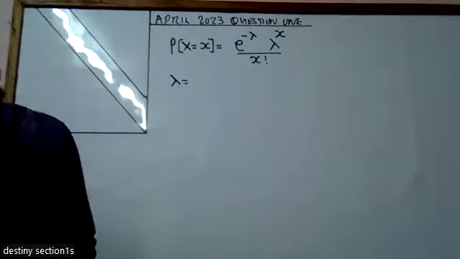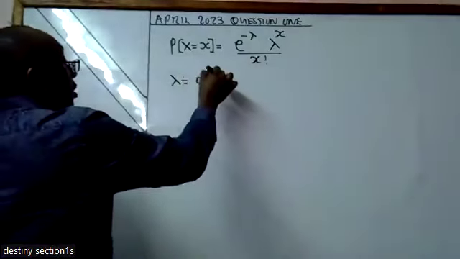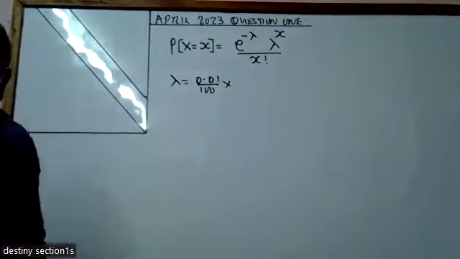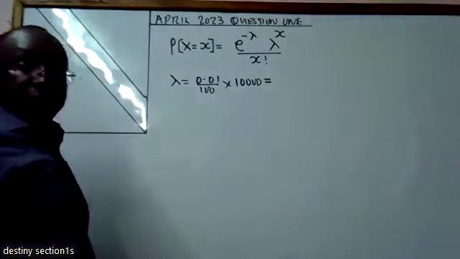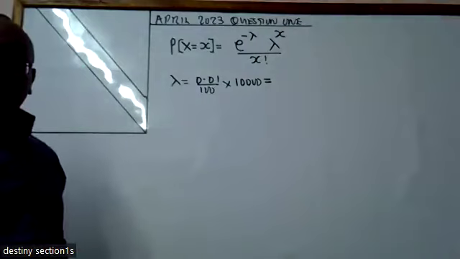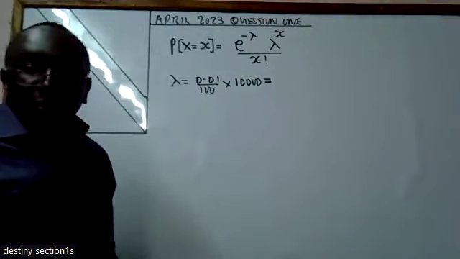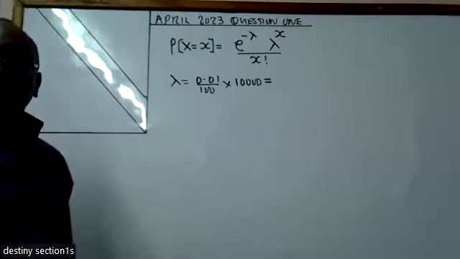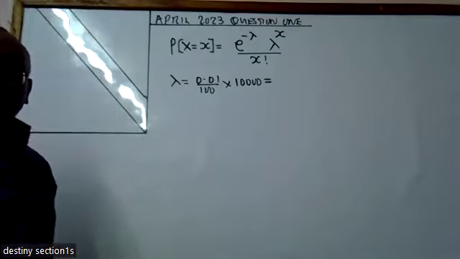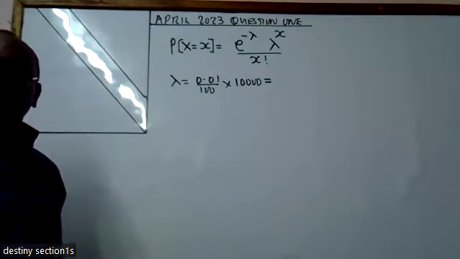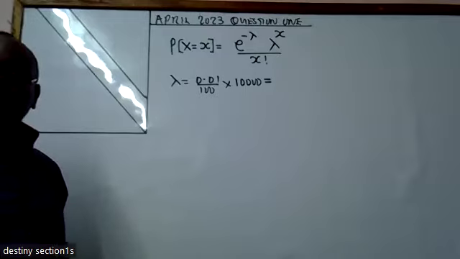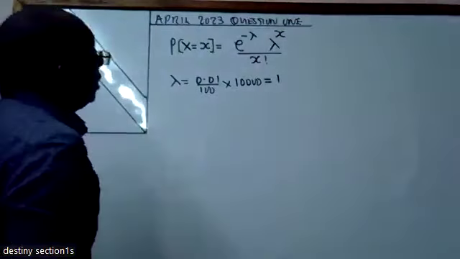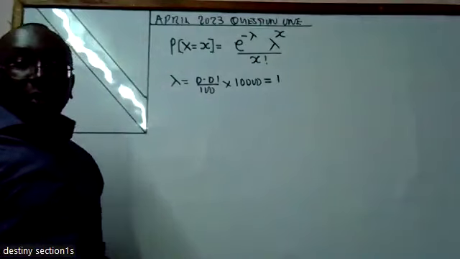So the mean, we are told it is 0.01% of the 10,000 components. So tell me, how many units is that? How many units are those ones? One unit. Okay, so lambda is one. So I believe we know how to use the calculator to get e.